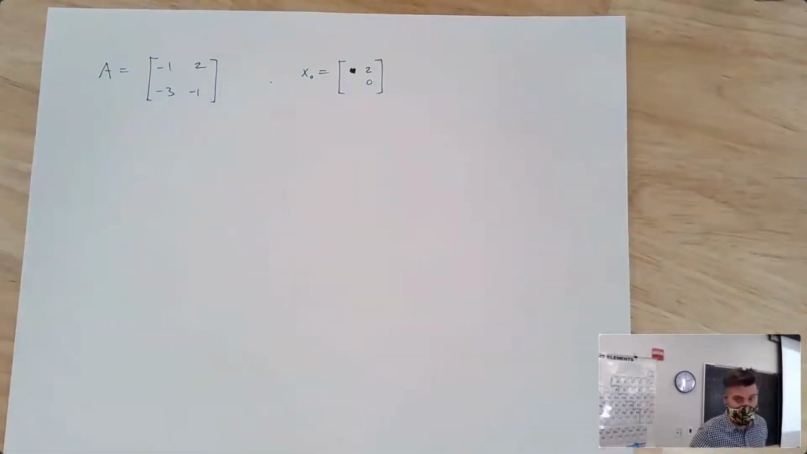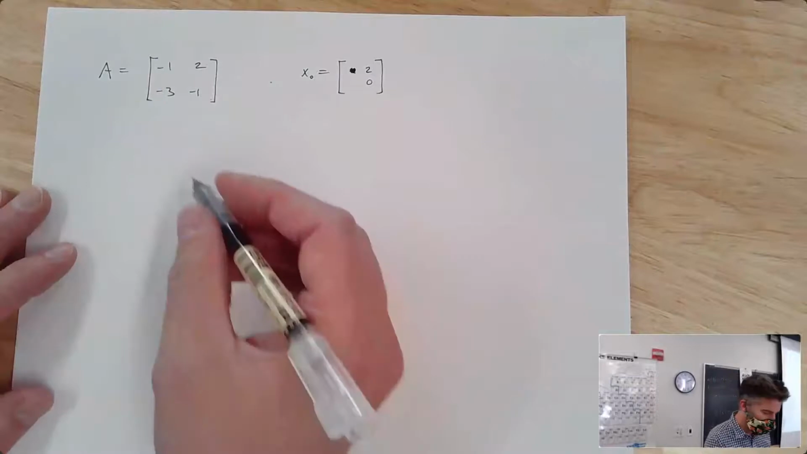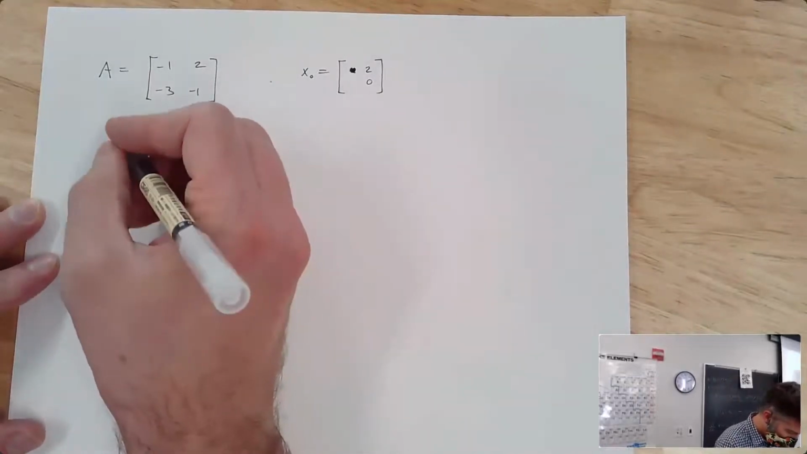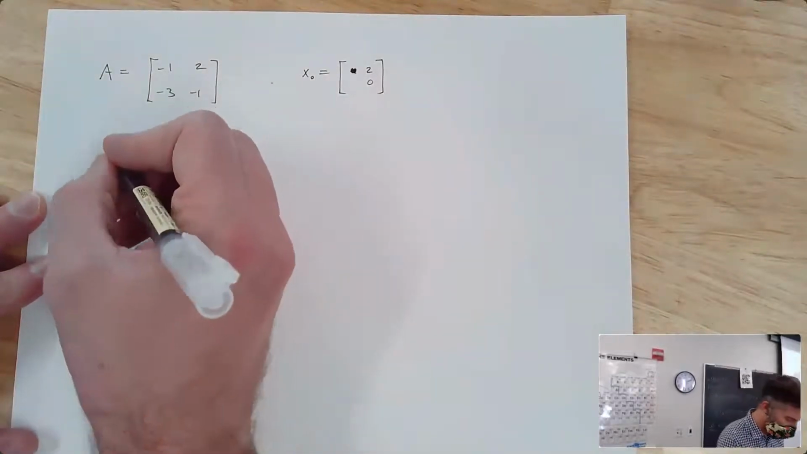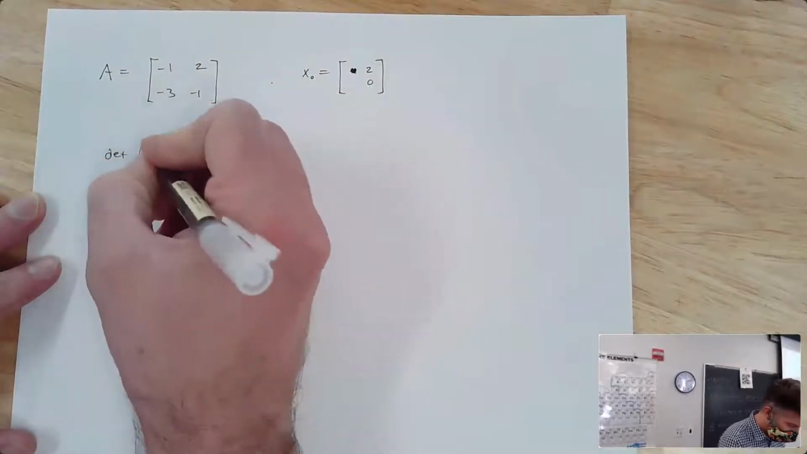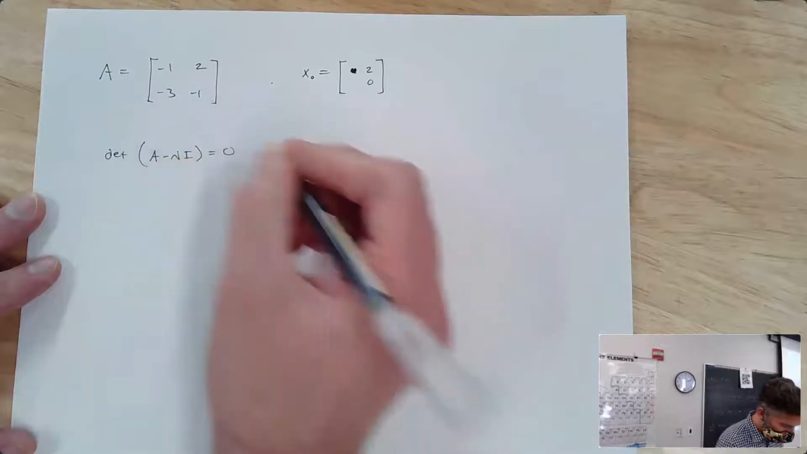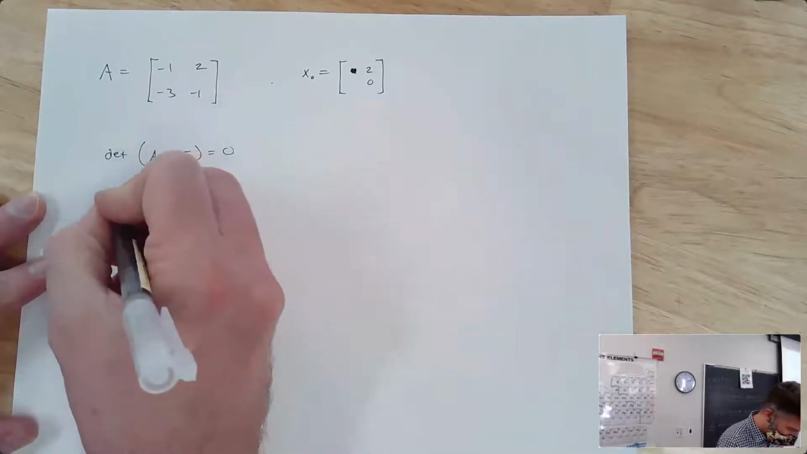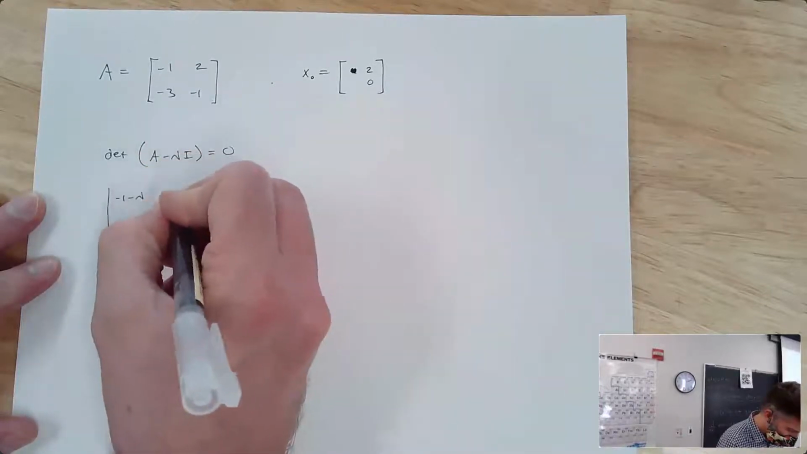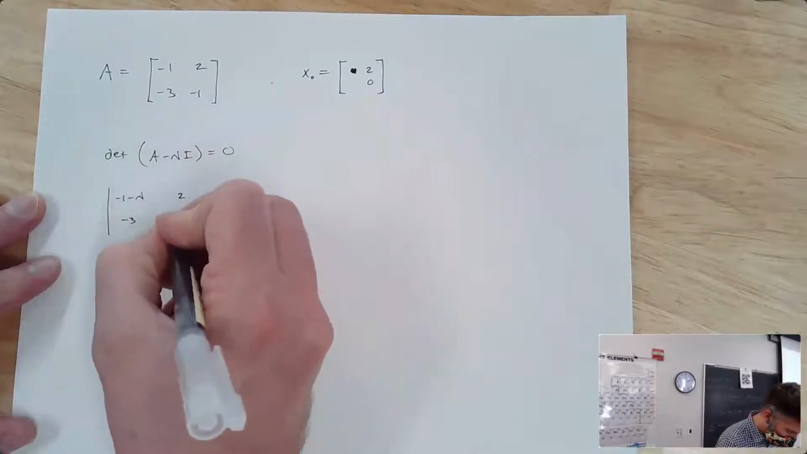Well, let's go ahead and find the eigenvalues. So this is where we actually have to do work, right? The eigenvalues are not negative one and negative one. At least they're probably not. It's possible you could make up something if you really tried, but I highly doubt it. So I'm going to do the determinant the original way: determinant of A minus lambda I equal to zero. So I'm going to have the determinant of negative one minus lambda, two, negative three, negative one minus lambda.